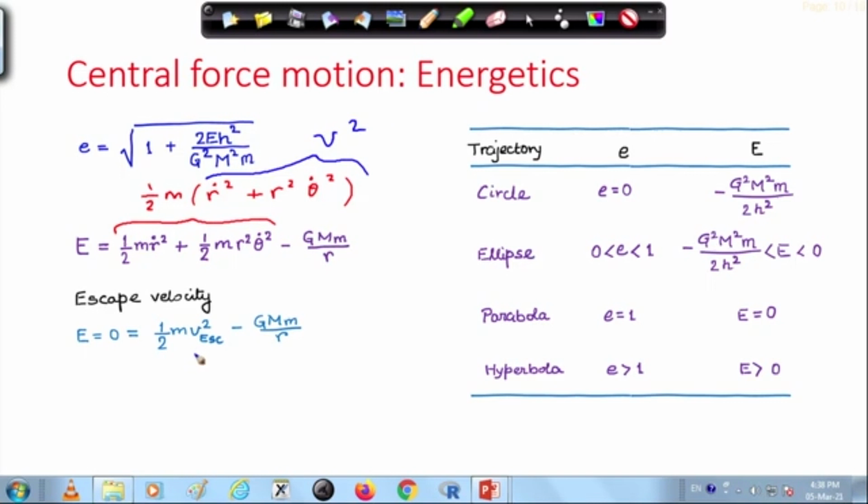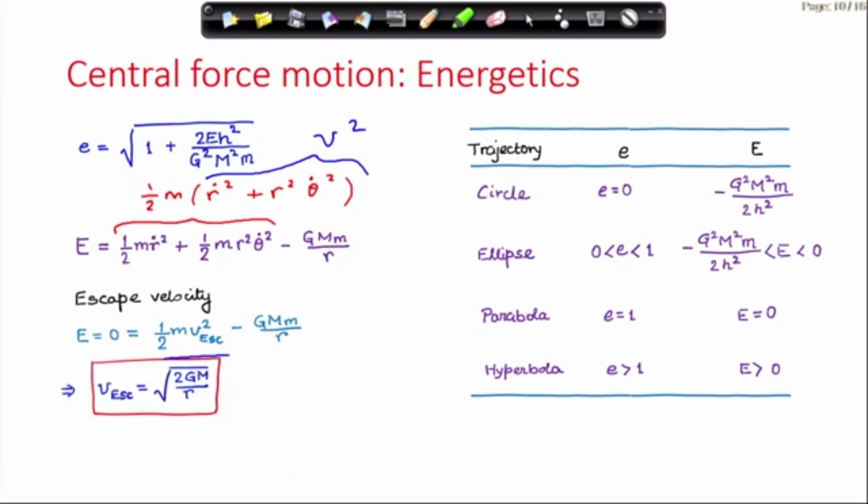Therefore, this becomes half m v escape square minus G M m by r, this is the potential energy contribution. Now, this should be equal to 0, then the particle can escape. And if you solve for v escape, the escape velocity, it is under root 2 G M by r.